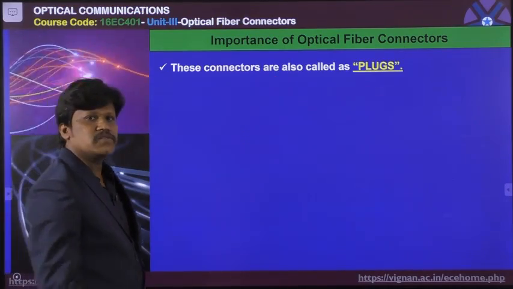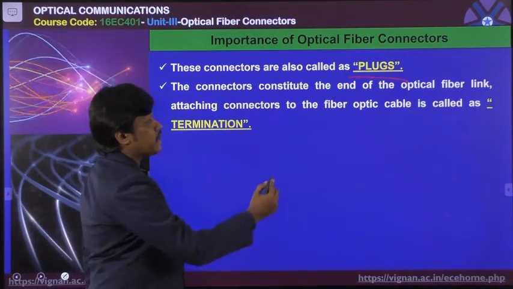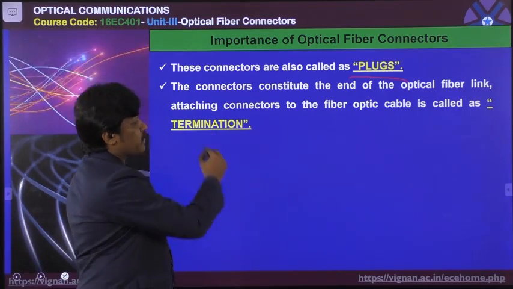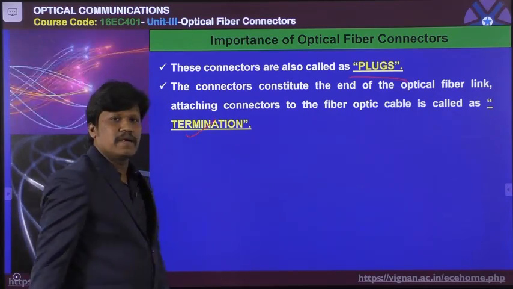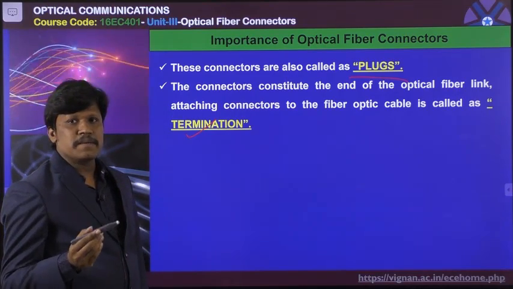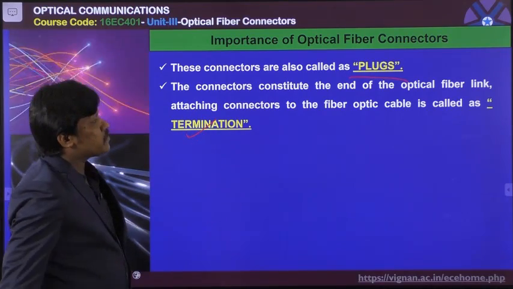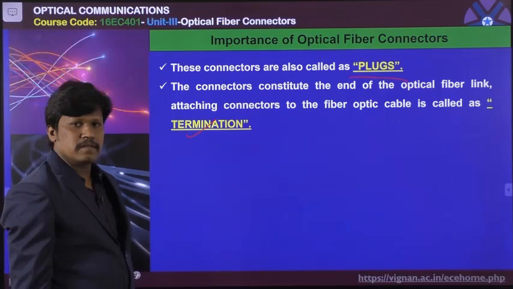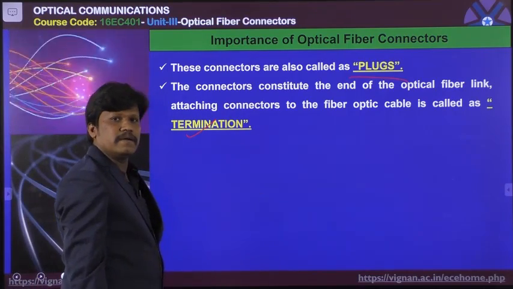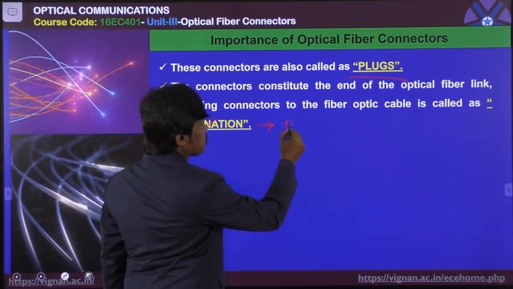These connectors are also called as plugs, and these connectors constitute the end of the optical fiber link. Attaching connectors to the optical fiber is called termination. Termination is used for reducing the back reflection.